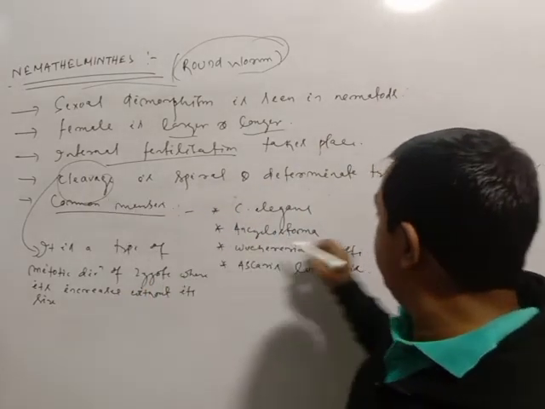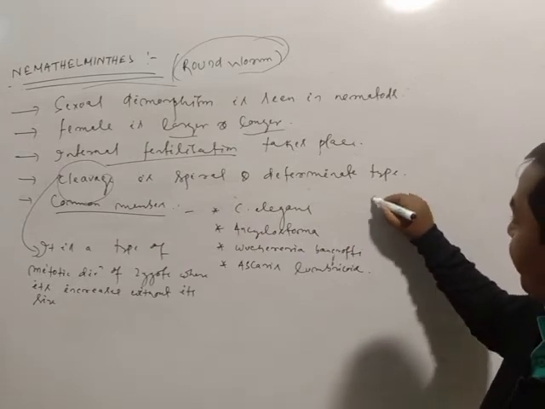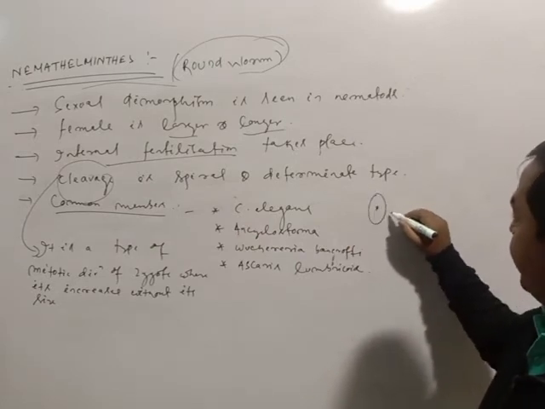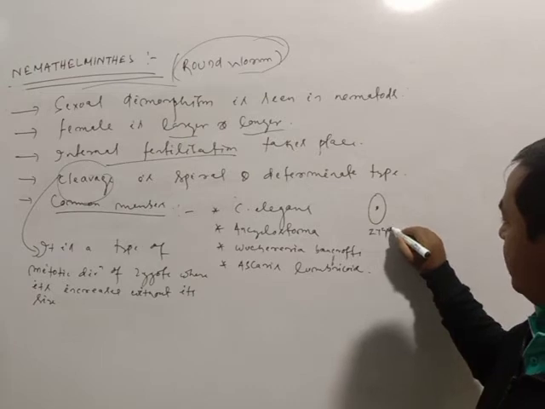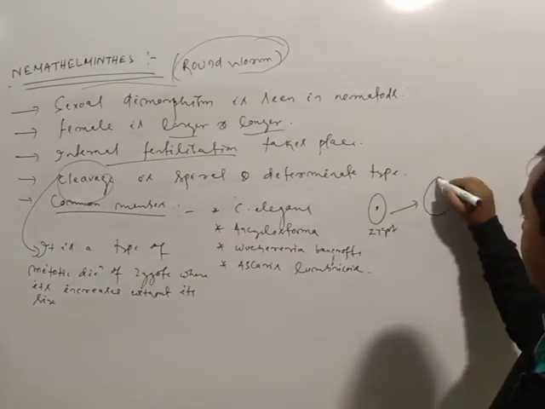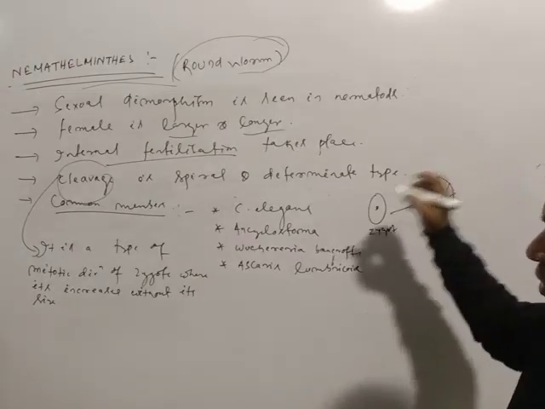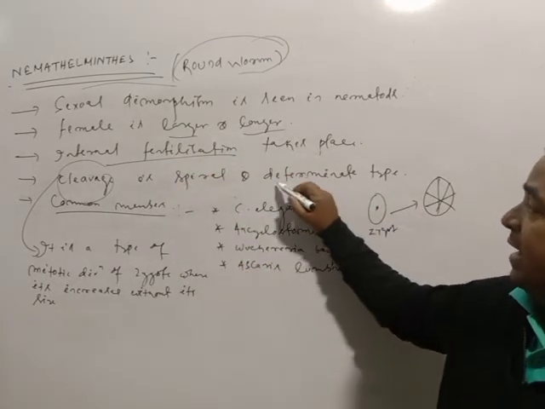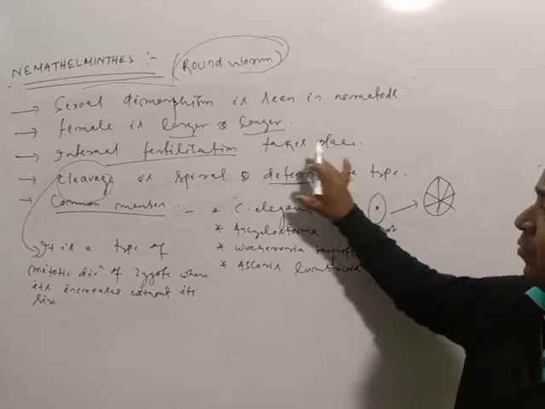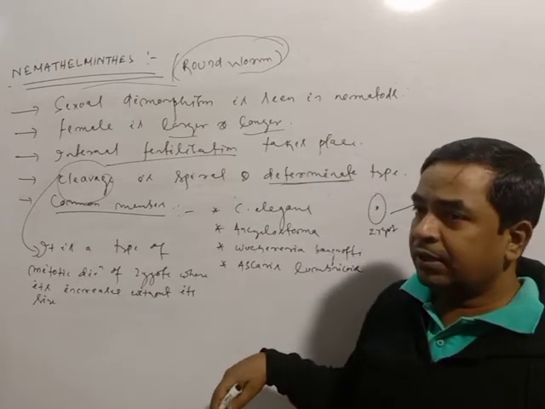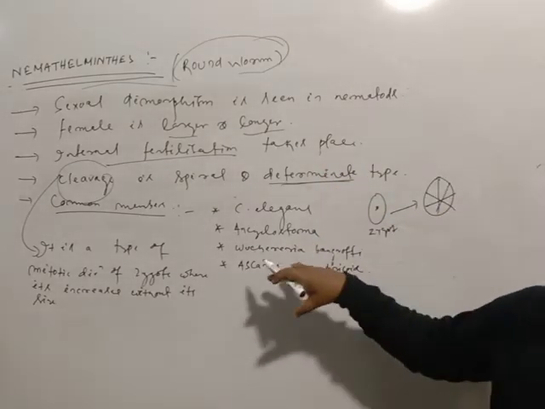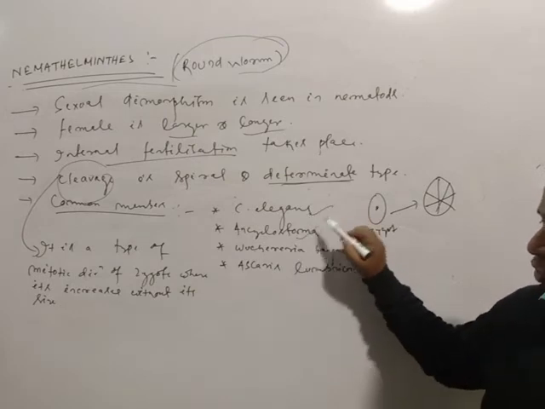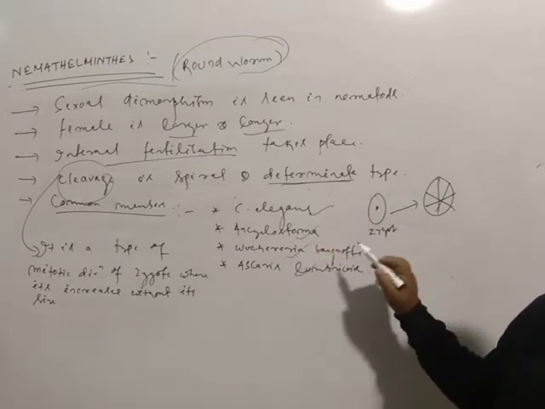So cleavage means, see, this is the zygote, and here division takes place, which is called spiral. It means rotation of blastomeres takes place, and as the head map can be determined, that's why it is determinate type. Common members include C. elegans, Encyclostoma, Wuchereria, Ascaris lumbricoides.